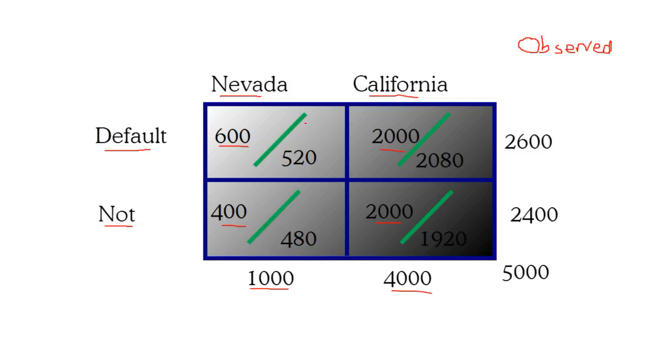To do that, I have to add the observed up across. So I add up 600 and I add up 2,000 and I get 2,600. And I take 400 plus 2,000 and I get 2,400. How do I know I did it right? Well, if I add up this way, I get 5,000, and if I add up that way, I get 5,000. So the total here is 5,000. Now, you're saying, what good does that do me?